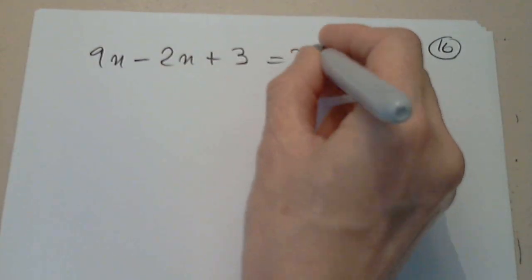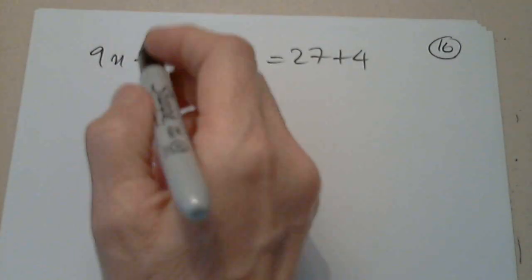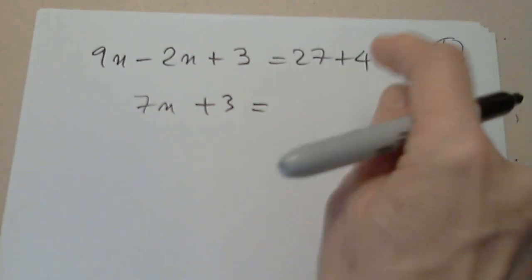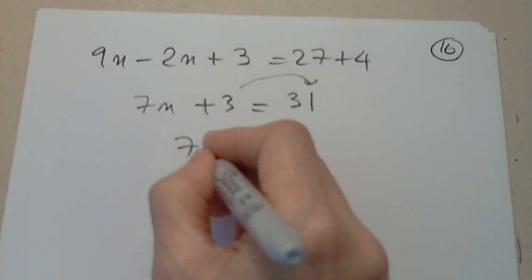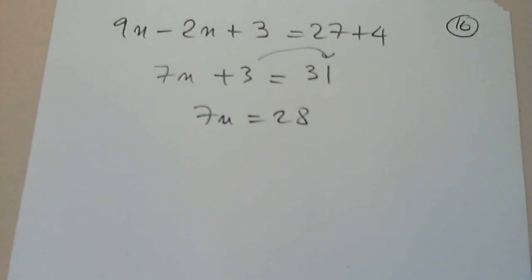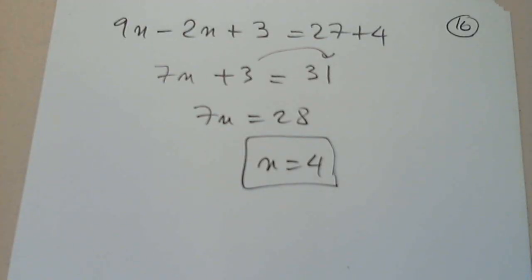Okay, here I have to combine like terms first. So 9n minus 2n plus 3 equals 27 plus 4. So, clean it up first. I clean it up. I move 3. 31 minus 3. Divide both sides by 7. And that's it. Any questions so far?